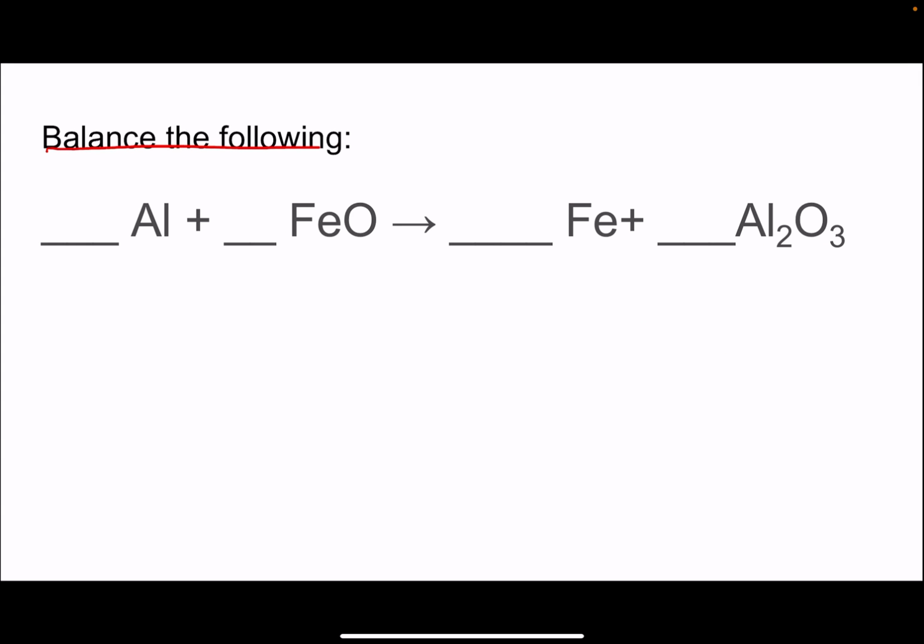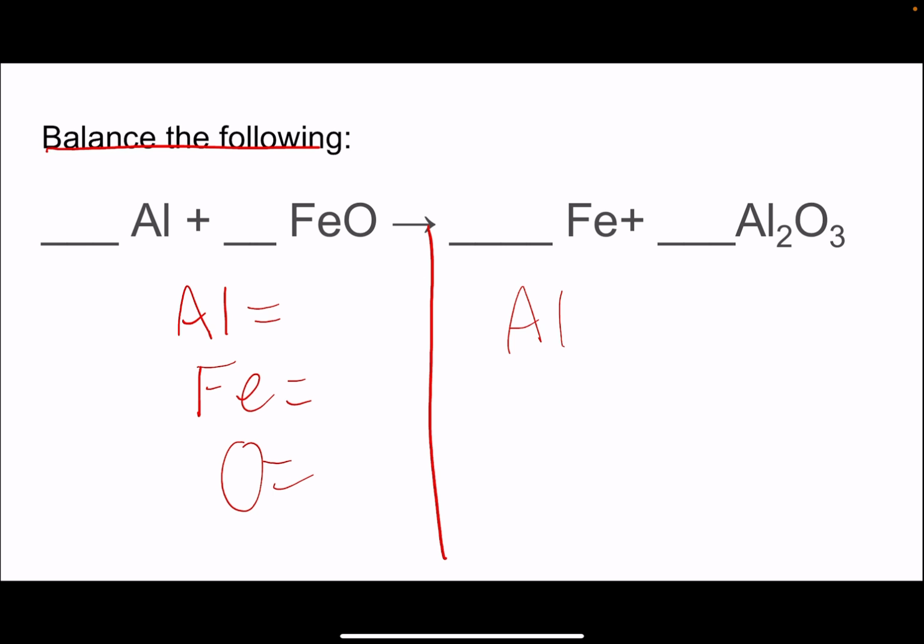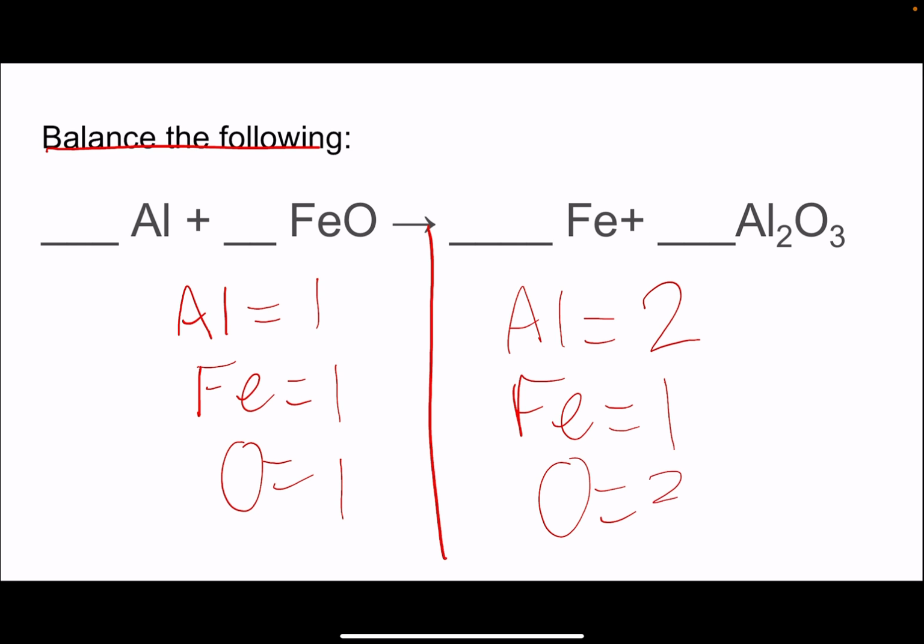Now we're balancing the following. Find your yields, make your list, so Al, Fe, and O, and then we have Al, Fe, and O. Don't look up at the top for the second part of it because you want it in the exact same order. On this side, there are no subscripts, so they're all 1. Fe would be 1, Al would be 2, and O would be 3.